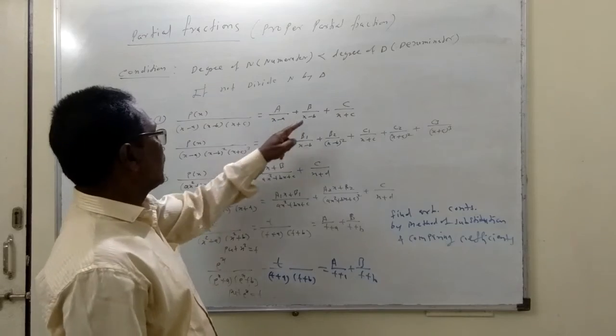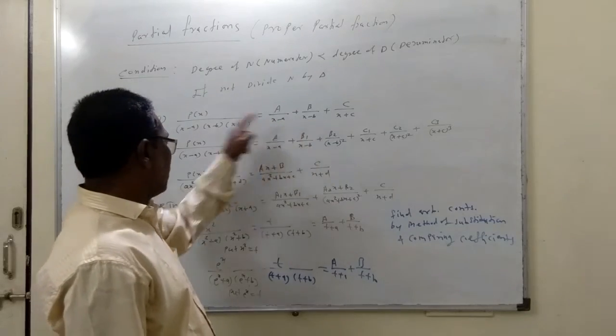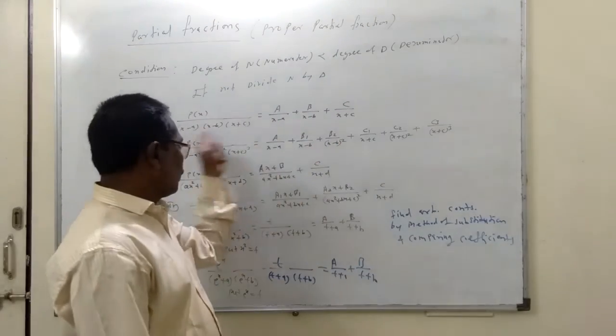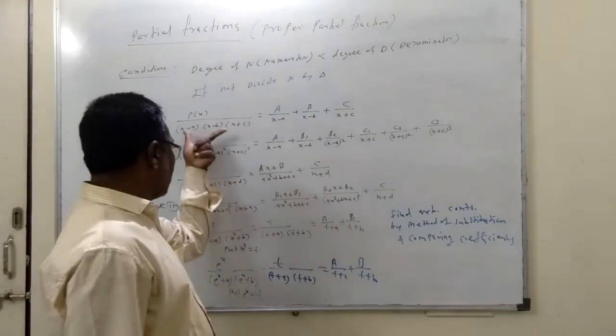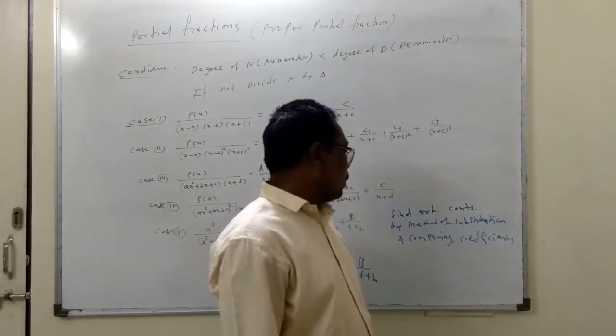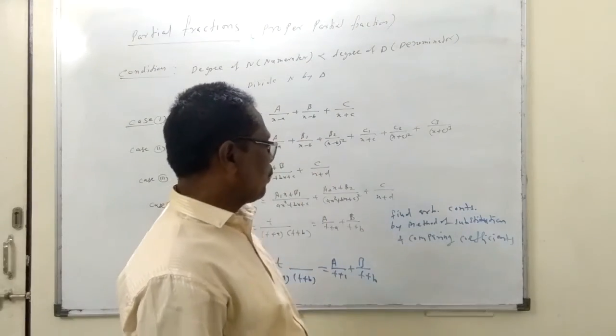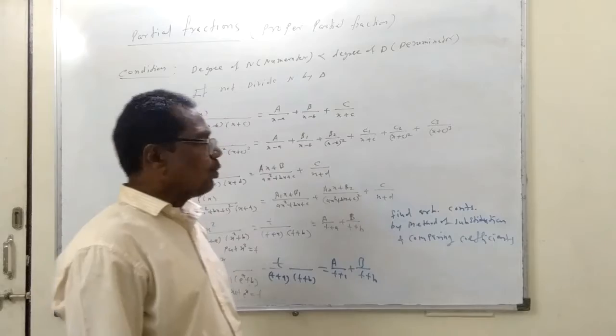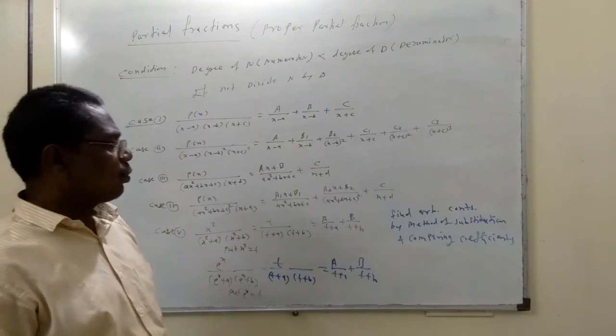For that, you first simplify it. You take the LCM and write the equation for p of x. The denominator gets cancelled. Actually, the LCM of this is this, so this gets cancelled and we get the equation. In that equation, you put the denominator value equal to 0. We are getting the constants.